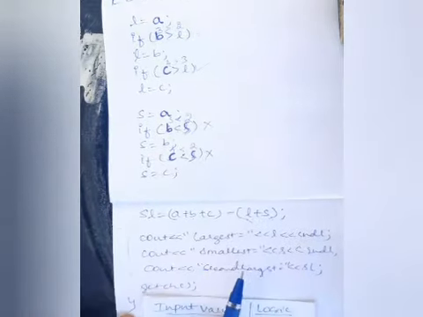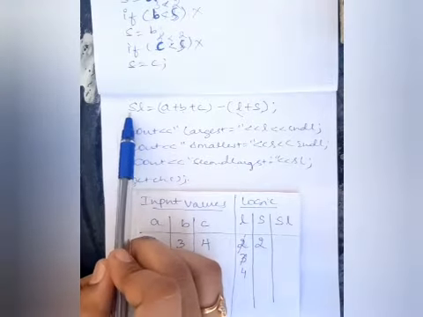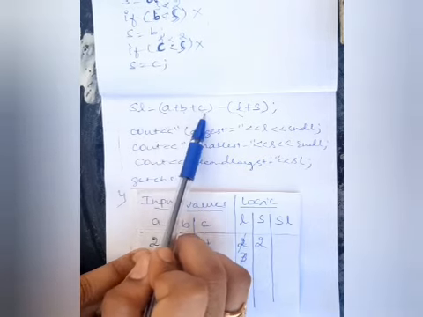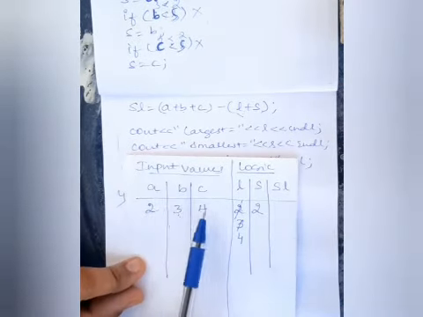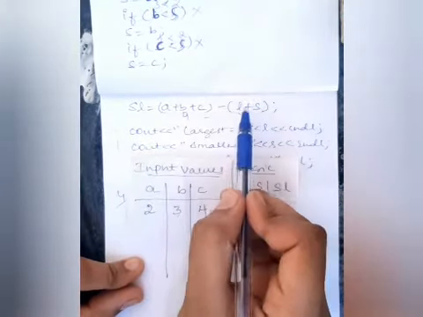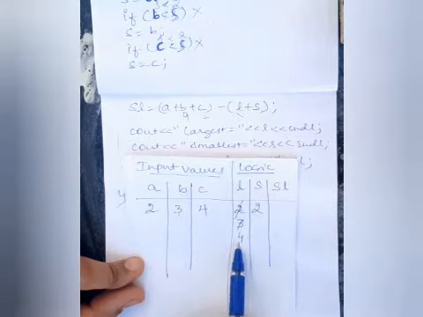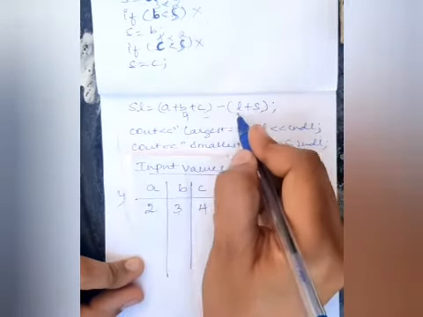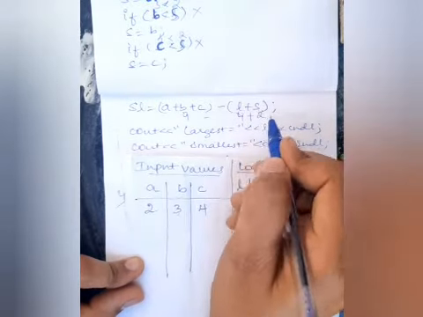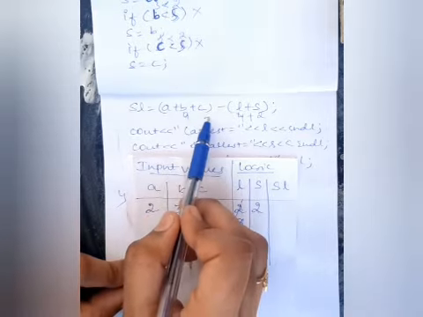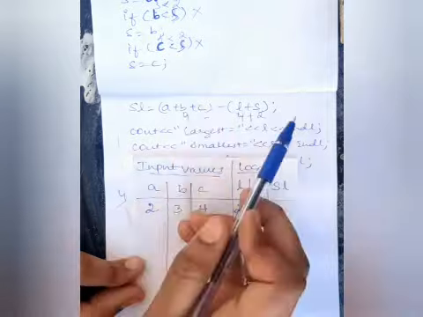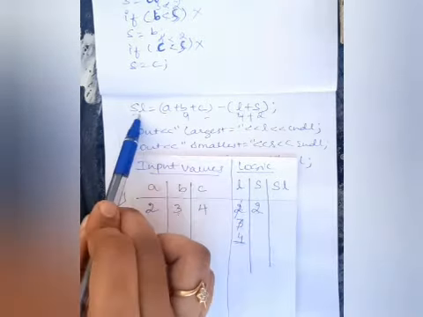Now we have the next statement, that is to find out the second largest. SL is equals to A plus B plus C minus L plus S. That is 2 plus 3 plus 4 is what? 9. So 9 minus, what is L value? L value is 4. 4 plus, what is S value? S value is 2. So now calculate 9 minus 6. 9 minus 6 is what? 3. That 3 will be stored in this SL variable.